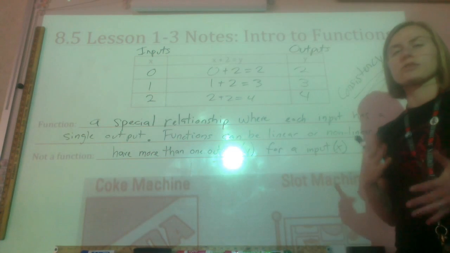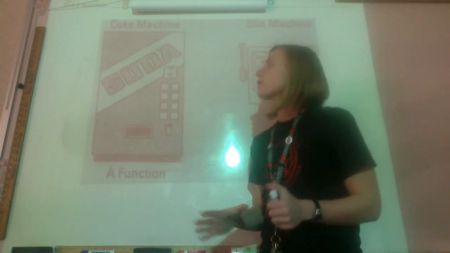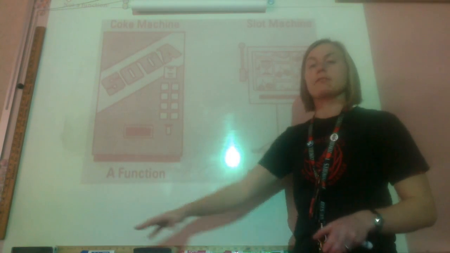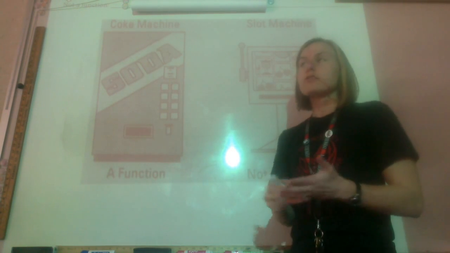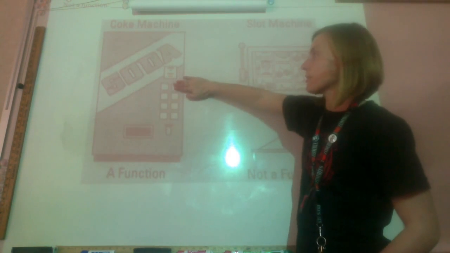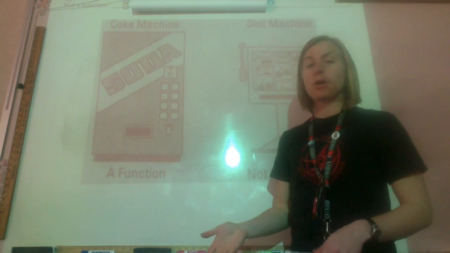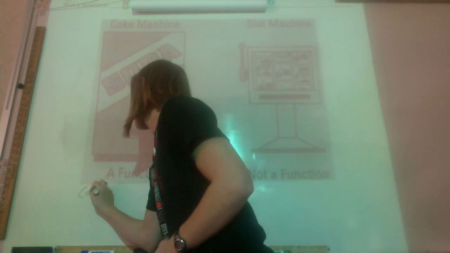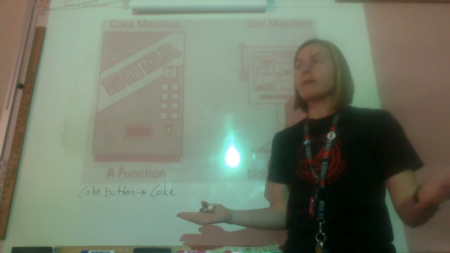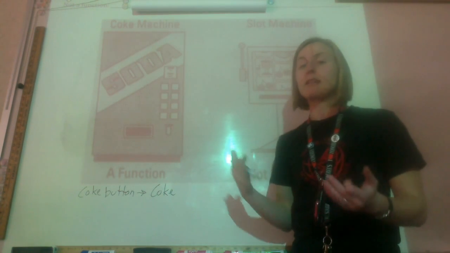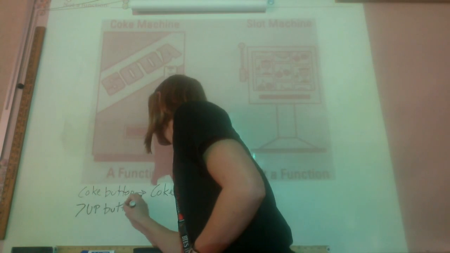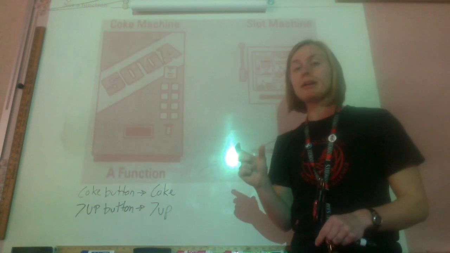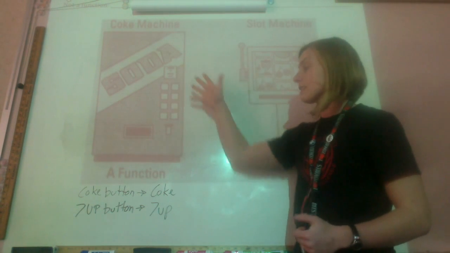So let's take a look at sort of a real-life example of a function and not a function. So let's start by looking at why a soda machine is a function. Well, remember, a function means that for every input, there's only one output. So my input might be pushing one of these buttons. If I push the button for Coke, I'm going to expect that the output, of course, is getting a Coke. Or if I push the button for 7-Up, I'm going to expect that I get a 7-Up coming out. So because I have that consistency of every single time I push that button, I'm going to get that output, it is considered a function.